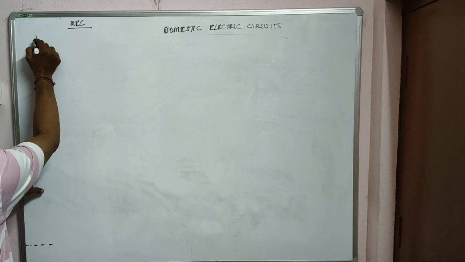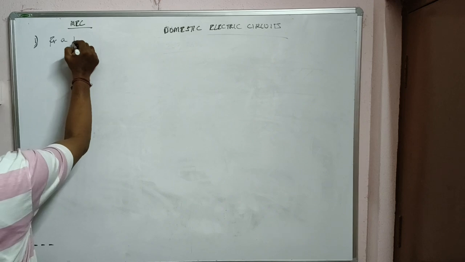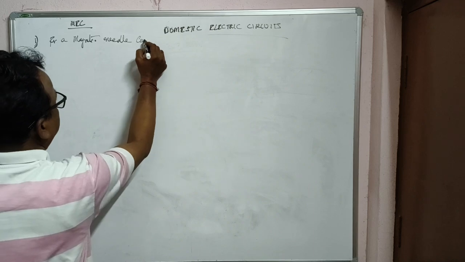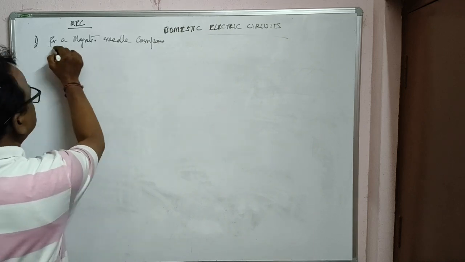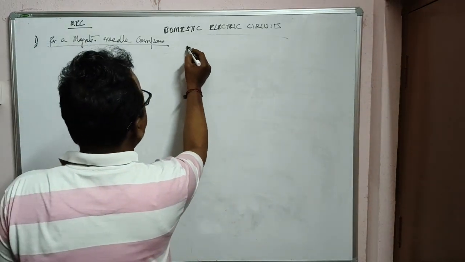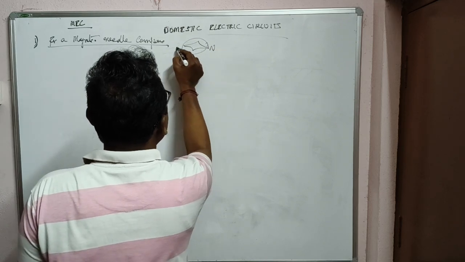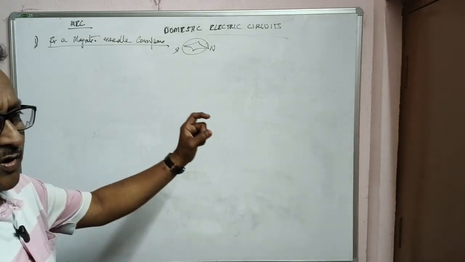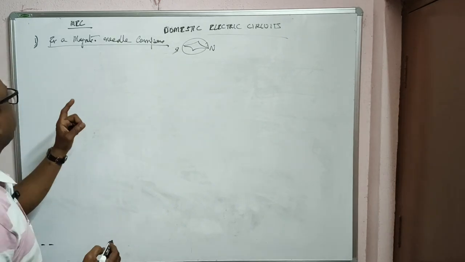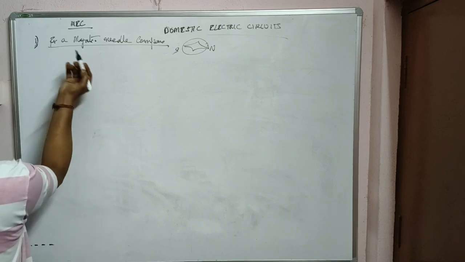First one, for a magnetic needle or magnetic compass. If you take any magnetic compass, it has north and south pole. So when it is brought near a magnet, it will be deflecting. So the question goes like this.